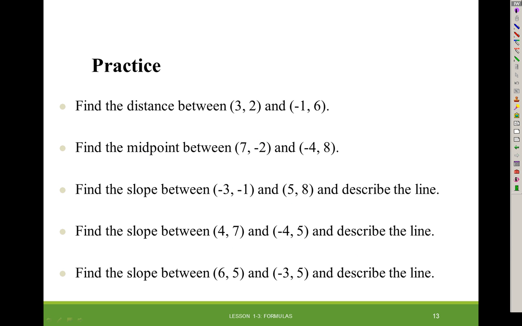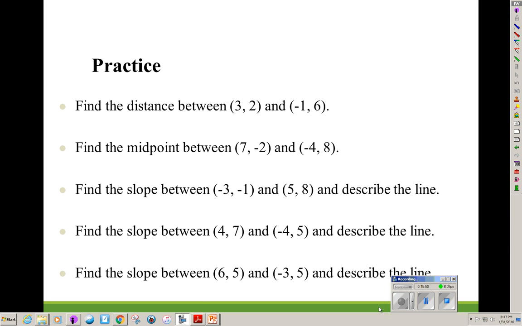At this point, if you want to pause the video and try these, and then hit play and check and see what you got, I'm going to pause the video and then pause the recording and then put all the work up at once so you can check it all at once.